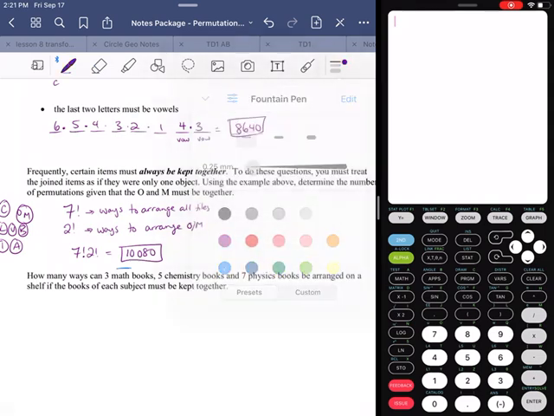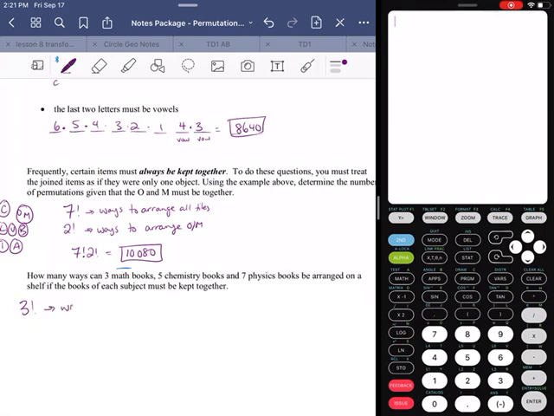So let's figure this out. So the first one is 3 factorial, which are the ways to arrange the math books. Then you've got 5 factorial, which are the ways to arrange the chem. And then you've got 7 factorial, which are the ways to arrange physics. And then you also have 3 factorial, which is the ways to arrange the subjects.